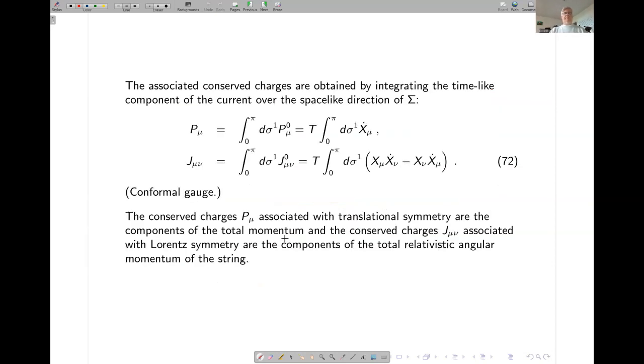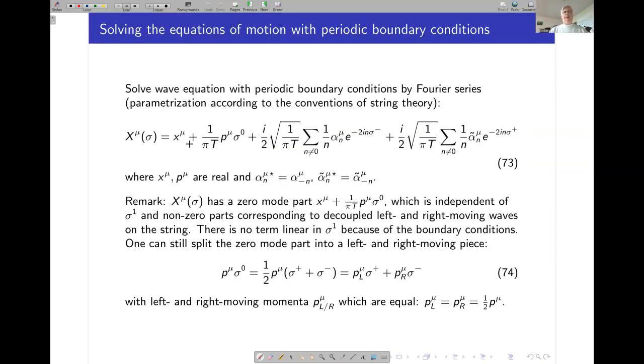For reference, I now give you the formula for the total momentum and total relativistic angular momentum of a string, which are obtained by integrating the conserved currents, or more precisely the worldsheet time components of the conserved currents, over the worldsheet. Okay, so that completes our discussion of conserved quantities. And so far, we have been doing everything without explicitly solving the equations of motion. But this can, of course, be done.